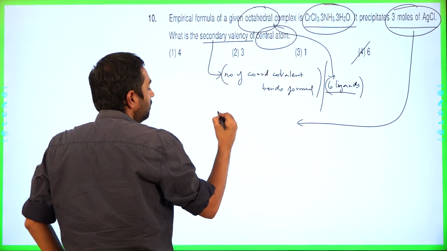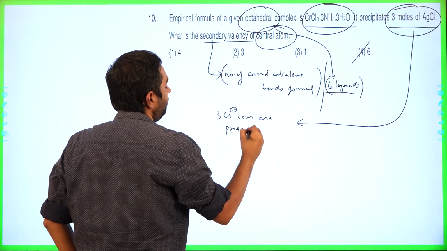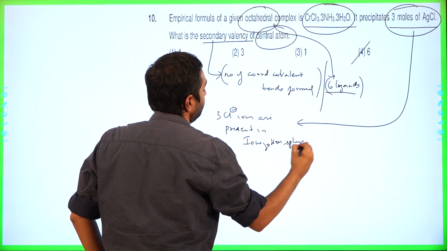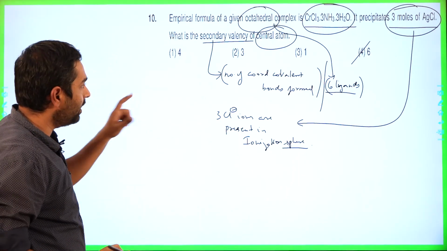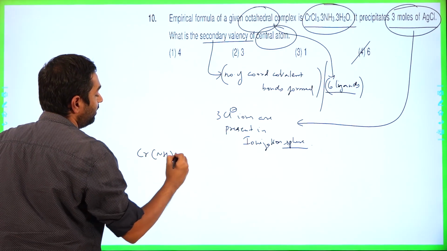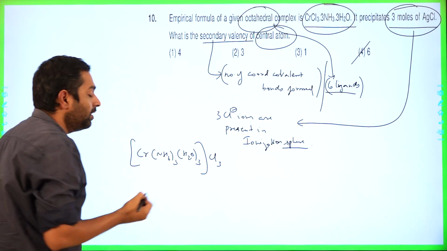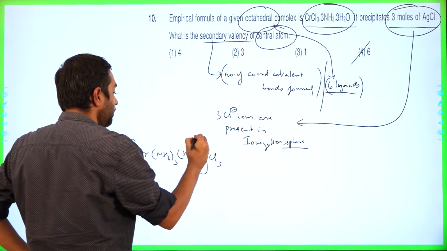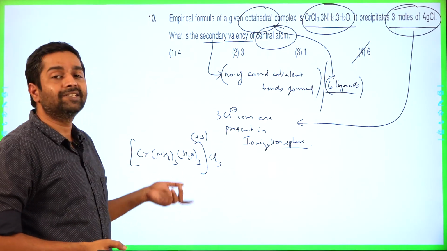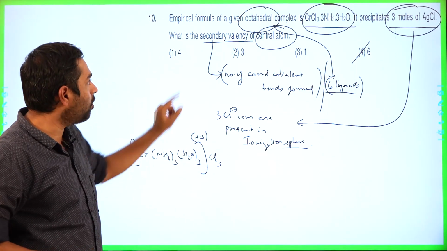This means that 3 Cl minus ions are present in the ionization sphere. So if 3 Cl minus ions are present in the ionization sphere, what is the formula of the complex in question here? It has to be Cr, NH3 thrice, H2O thrice, and I am going to have Cl thrice here. This is going to be the formula for the complex, where this is going to be a net plus 3. Now, you will see that the formula for this complex is given slightly differently in certain cases, but I am basing my answer on the question given.